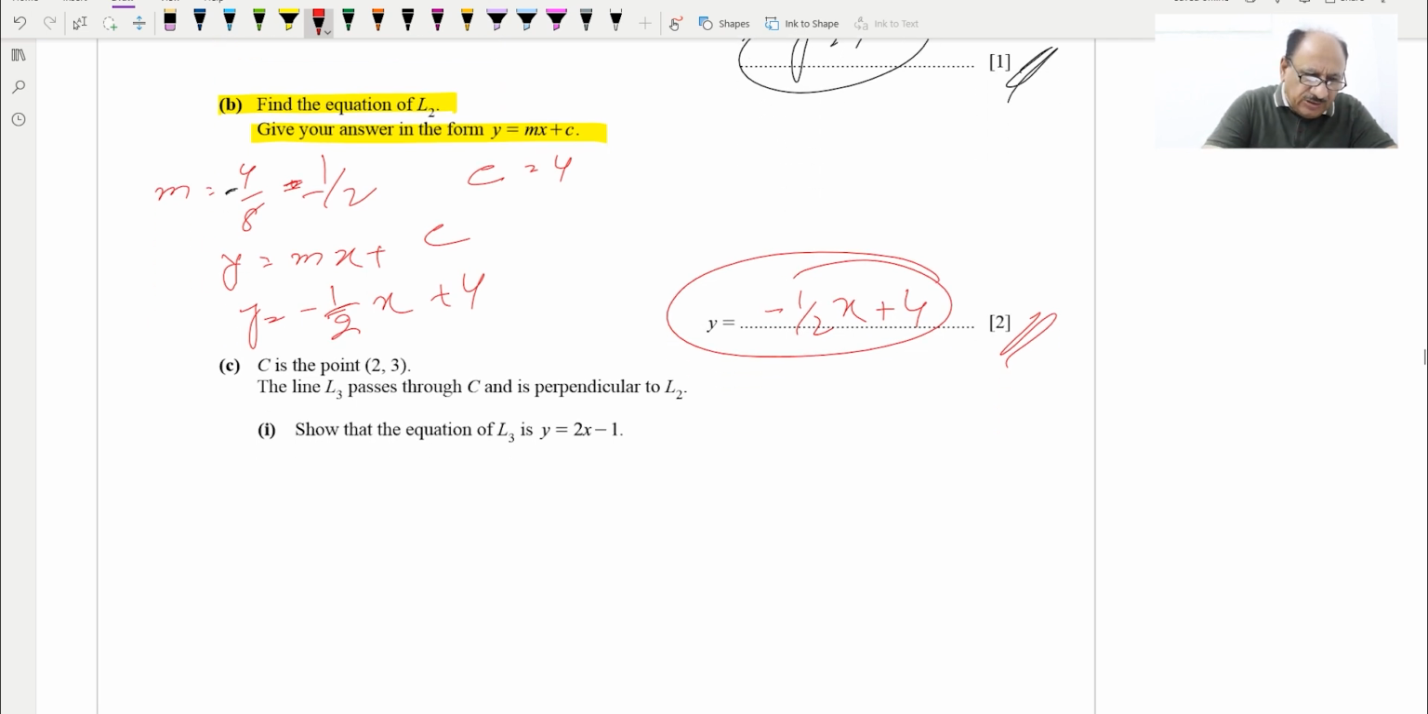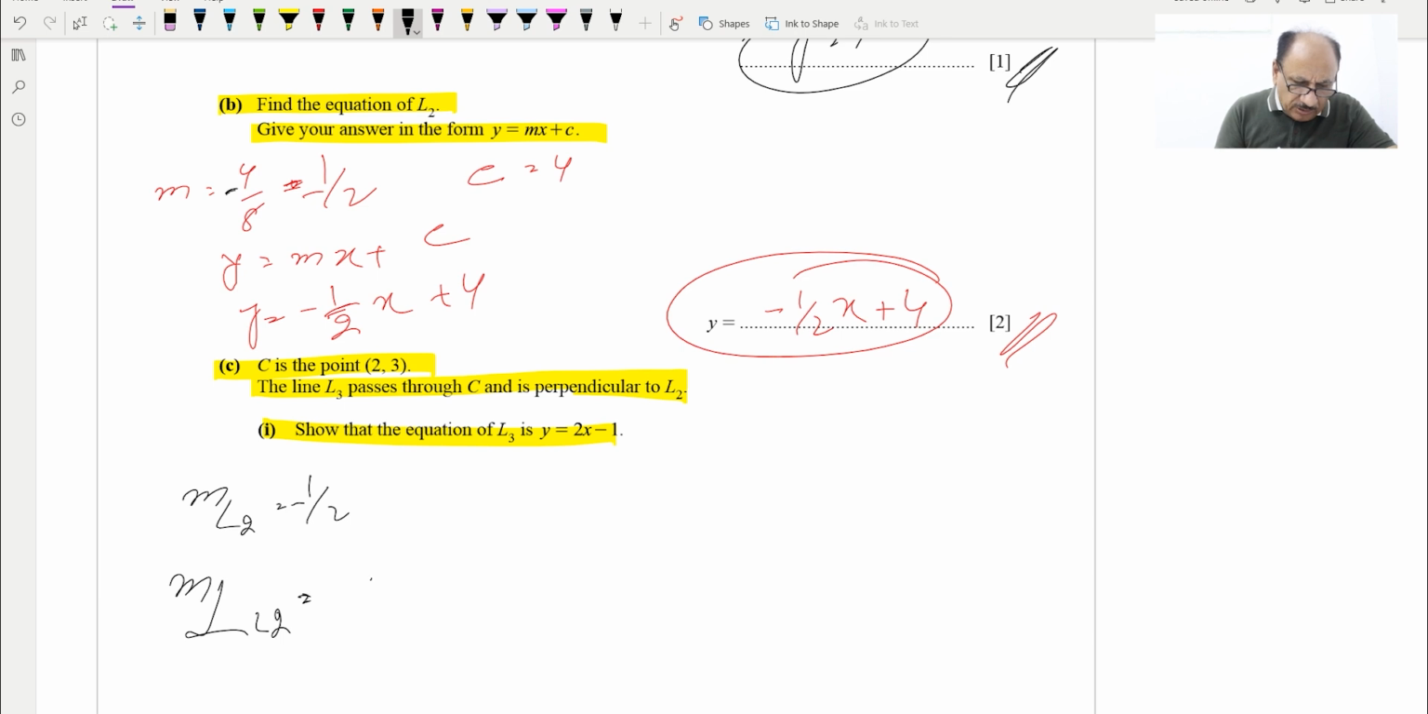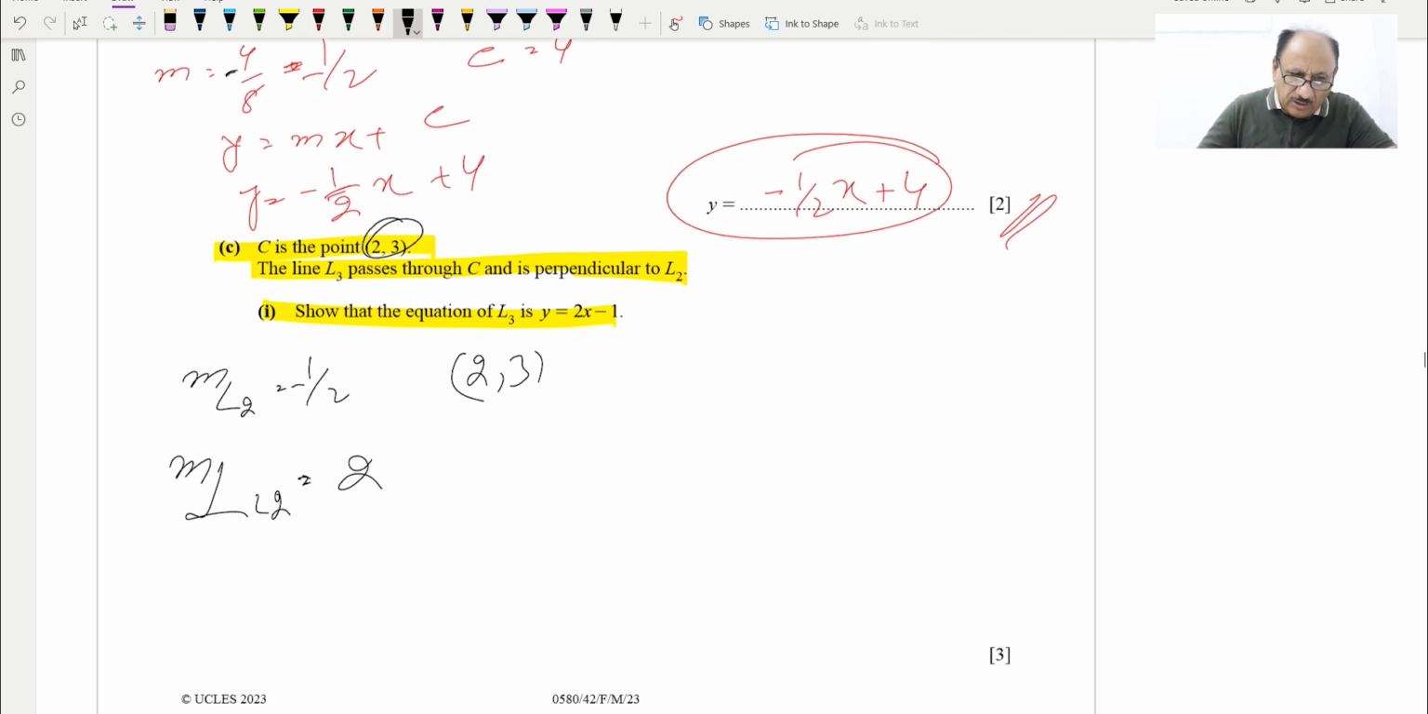Next, C part says C is the point 2, 3. L3 passes through C and is perpendicular to L2. Show that the line L3 is this one. So we'll take the gradient of L2, which we know is equal to minus 1 by 2. So the gradient perpendicular to L2 will be the reciprocal and change sign, so it will be 2. And the point is given, which is 2, 3. So we can take the 2, 3 point. And now we will write the equation of the line passing through this.